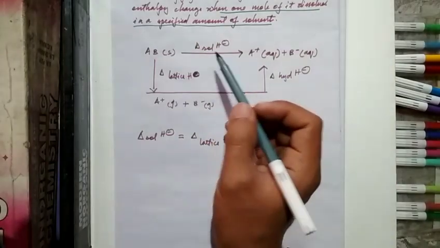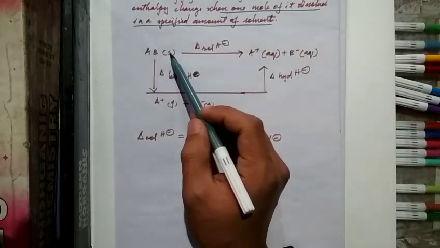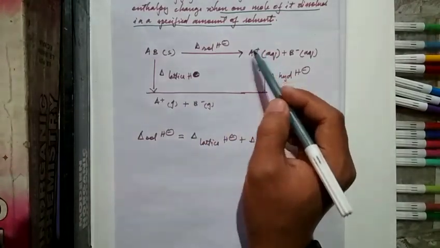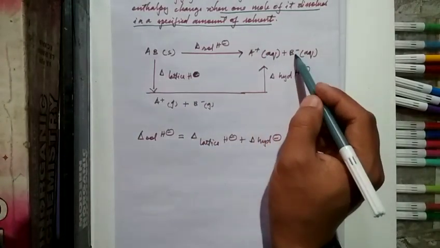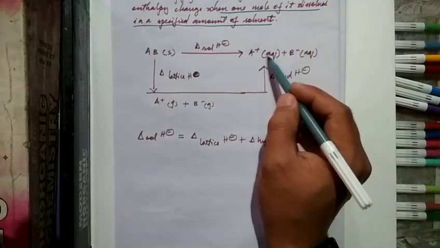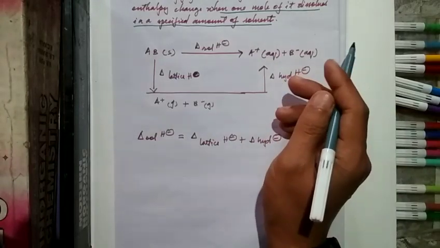One example is given in your textbook also. This AB solid dissolves. When it dissolves, it gives ions, A plus and B minus. This aqueous means in water. We usually use this aqueous when we are using water.